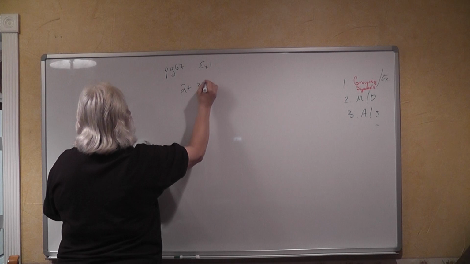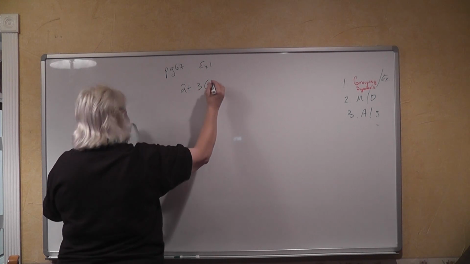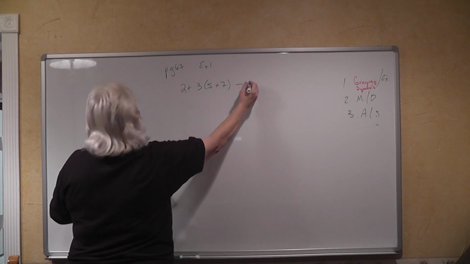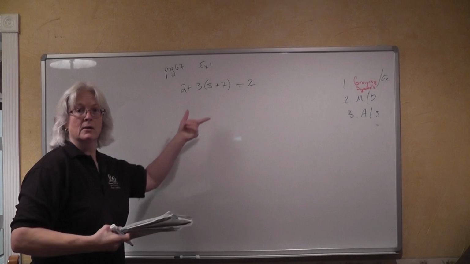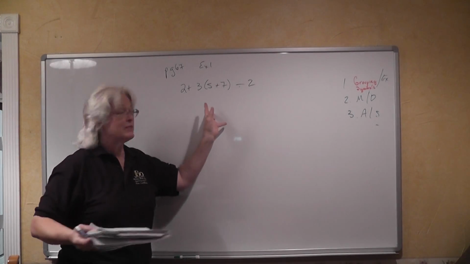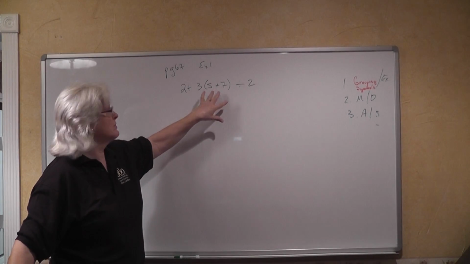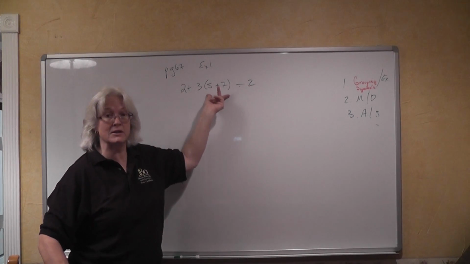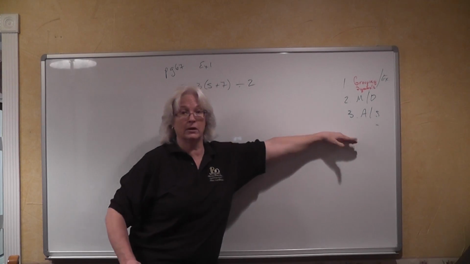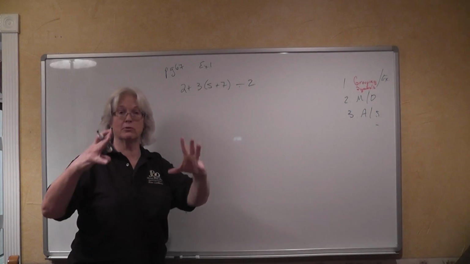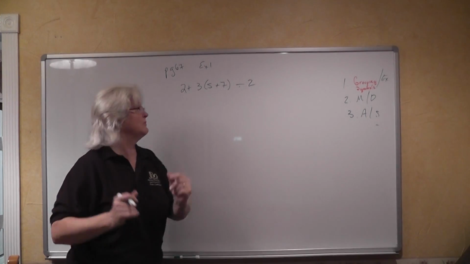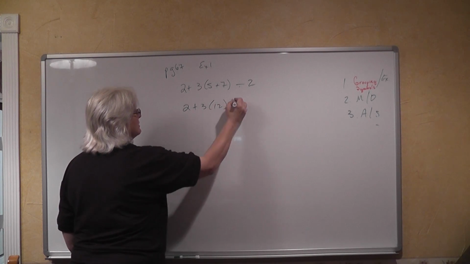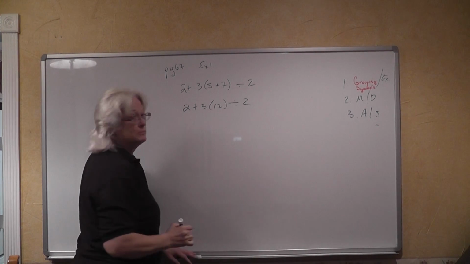2 plus 3 times the quantity 5 plus 7 divided by 2. We've used a grouping symbol here, the parentheses, and what that's doing is overriding my order of operations. Even though addition is typically bottom priority, it's done first because the grouping symbols say perform this operation before you do anything else. 2 plus 3 times 12 divided by 2.